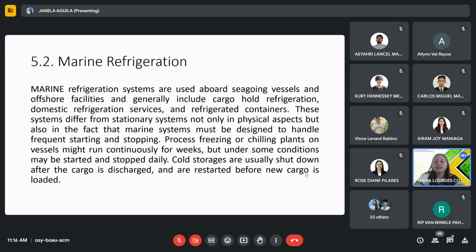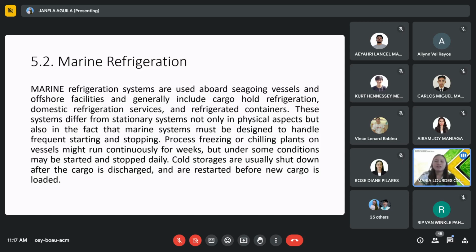So for marine refrigeration naman po, marine refrigeration systems are used aboard sea-going vessels and offshore facilities and generally include cargo hold refrigeration, domestic refrigeration services, and refrigerated containers. These systems differ from stationary systems not only in physical aspects, but also in the fact that marine systems must be designed to handle frequent starting and stopping.